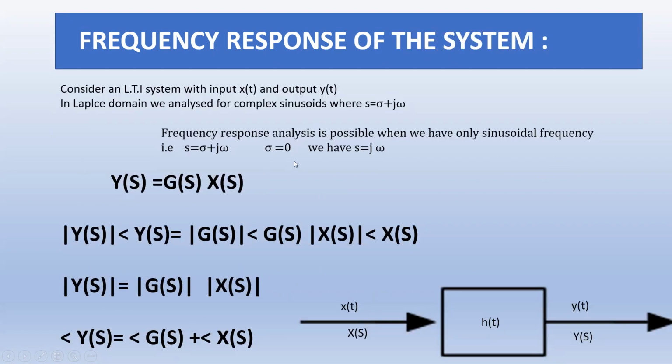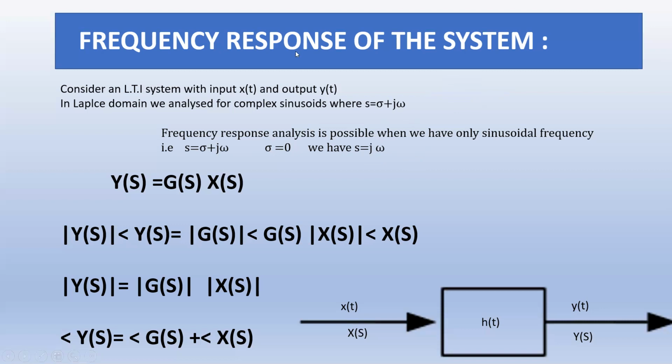In the S domain, S is equal to sigma plus j omega, where sigma is responsible for damping, or it is the exponentially varying term. However, j omega is a complex sinusoid term which gives us the complex frequency. So the frequency response deals with sigma equal to 0, that is, there is no exponential variation, and we only have the sinusoidal frequency term, s equal to j omega.